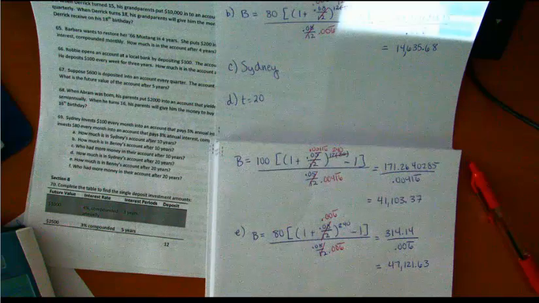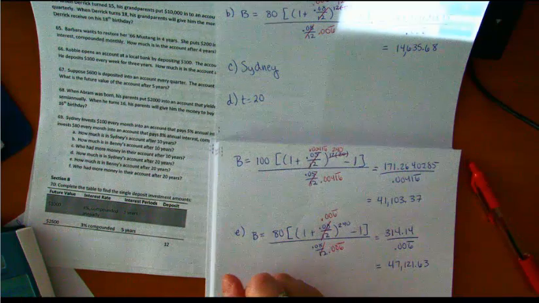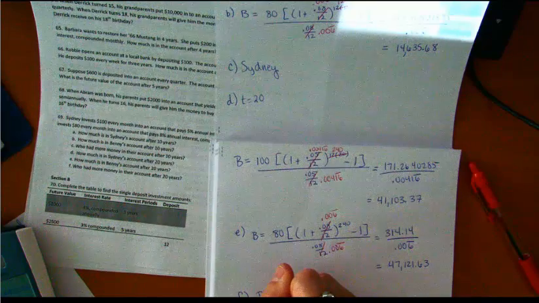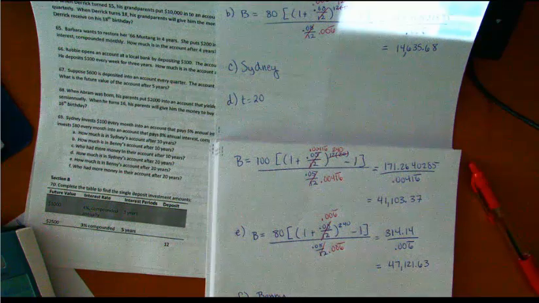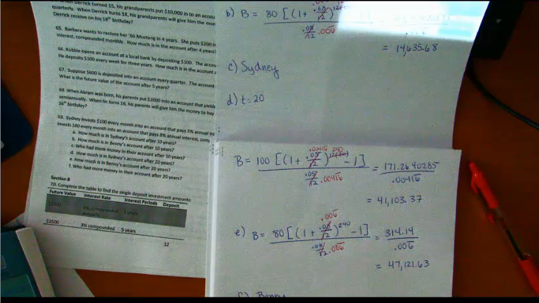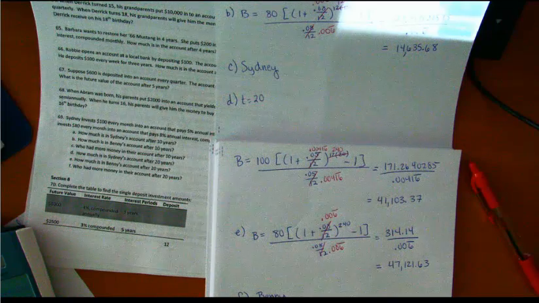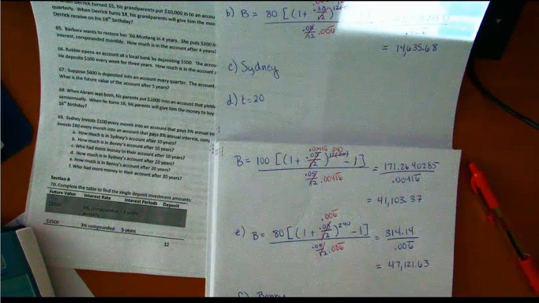And Benny has $47,121.63. So after 20 years, Benny will actually have more money, even though he deposited less every month. Anybody know why that is?